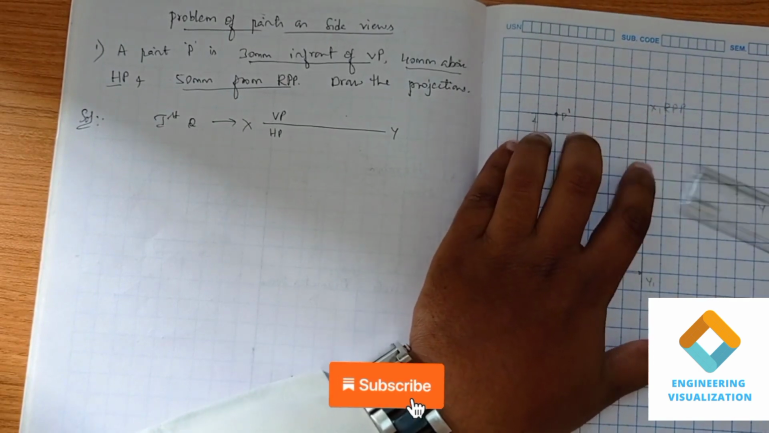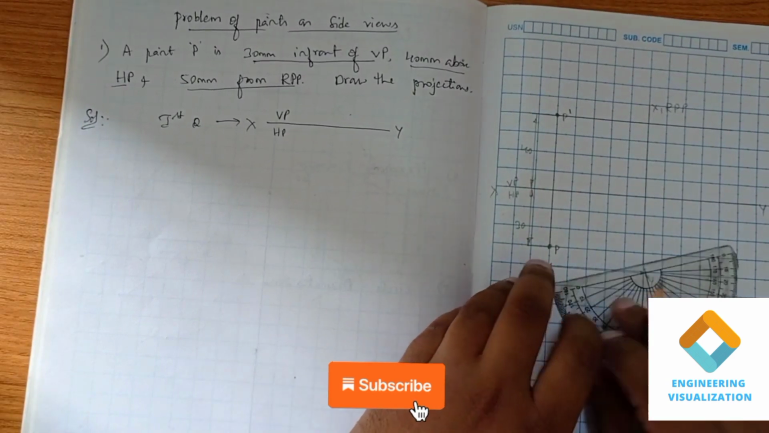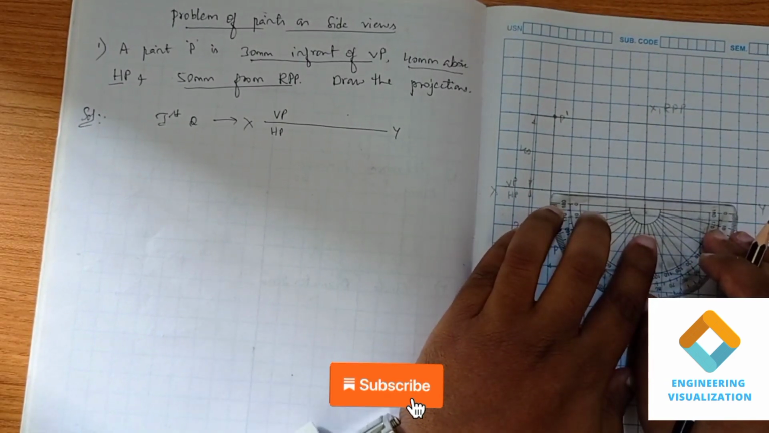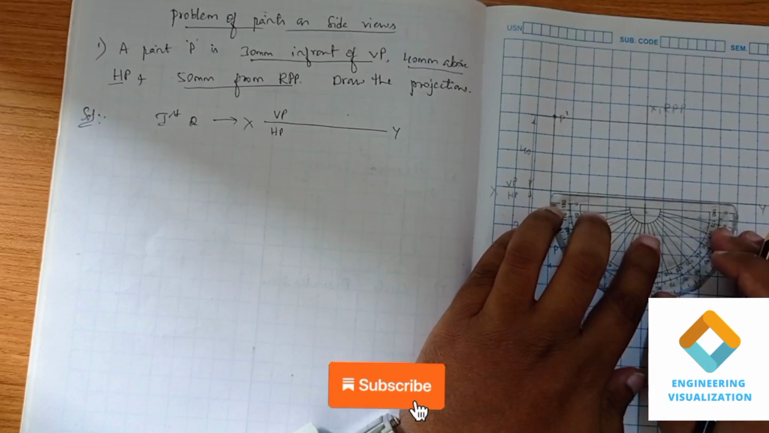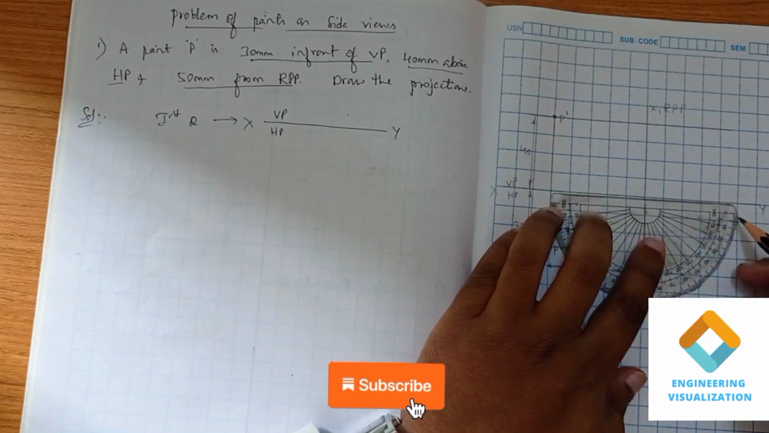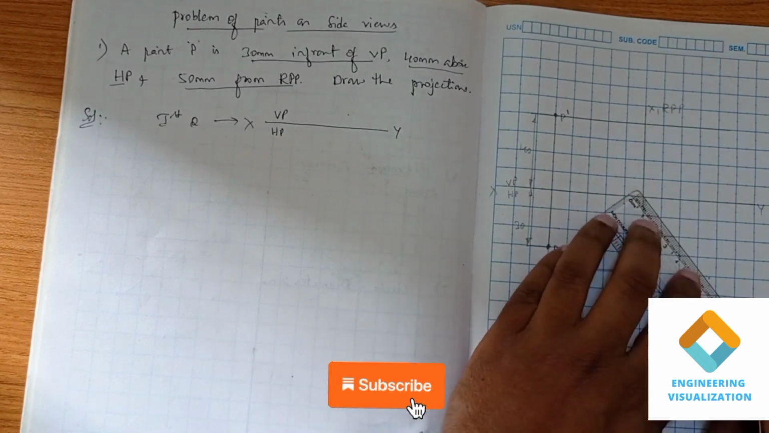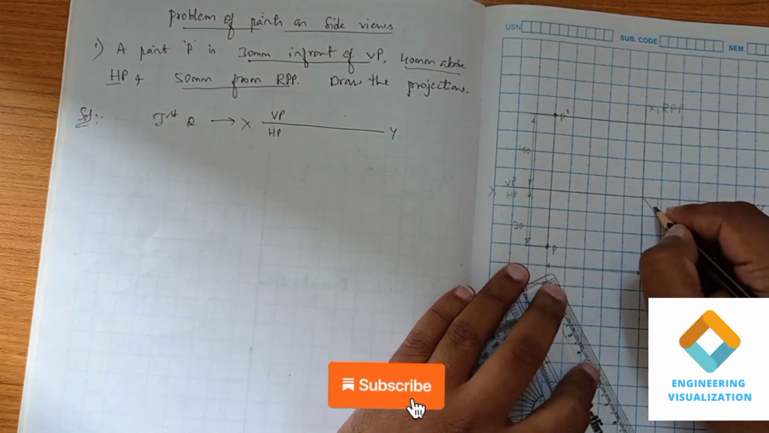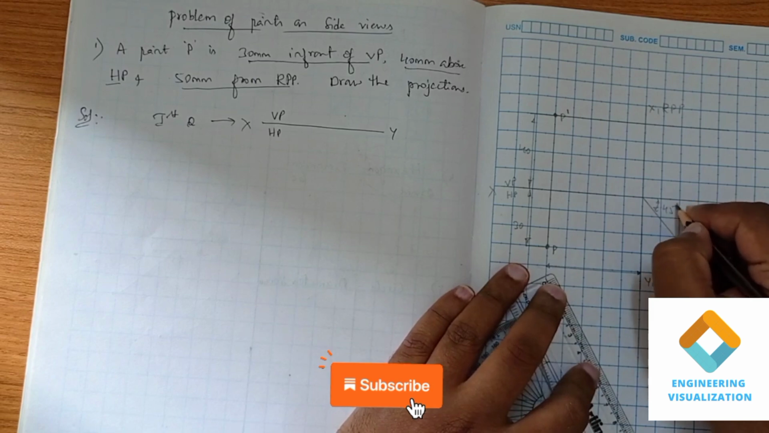Now we know the side view will be adjacent to this front view. So we draw a straight line. After this we have to draw a 45-degree angle line here in order to connect the top view with the side view. So that is 0, 10, 20, 30, 40, 45. Mark a point, then draw a straight line. This is your 45-degree angle line.